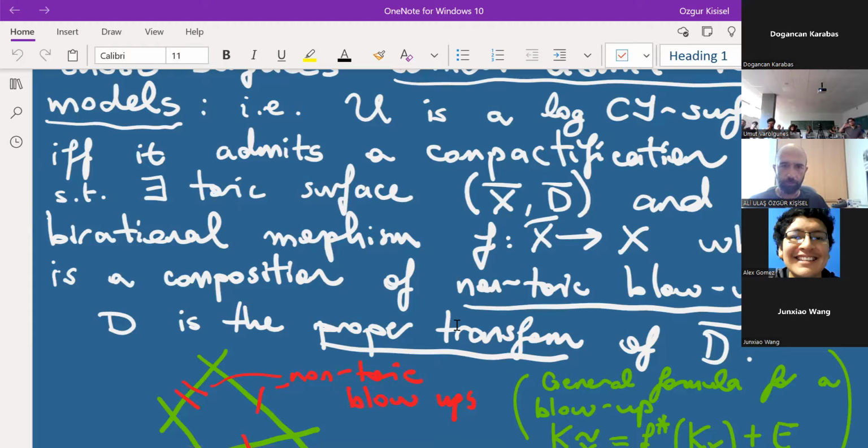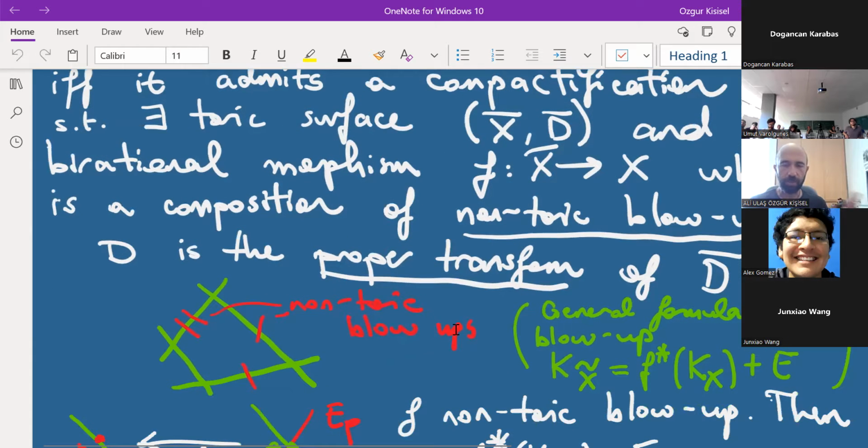Now, these should be the proper transform of D bar. I hesitated about this in my last talk, but this was clarified in later talks. So the picture is something like this. The green ones are the toric boundary of X bar, D bar, and then you do some non-toric blowups, and you take the strict transform of D bar so that the major part of these red things, except the point of intersection with the green, is included in U, in the new U.